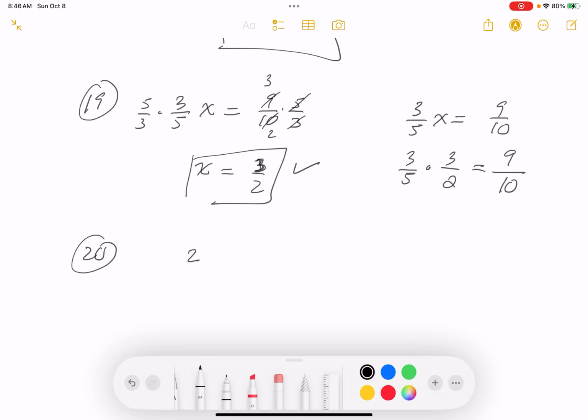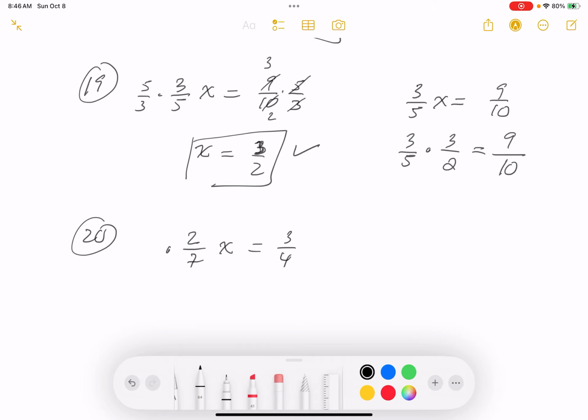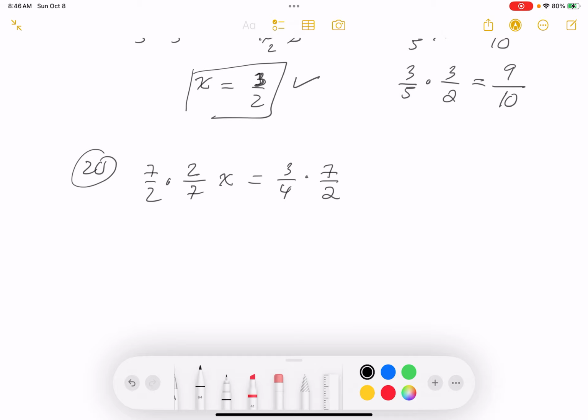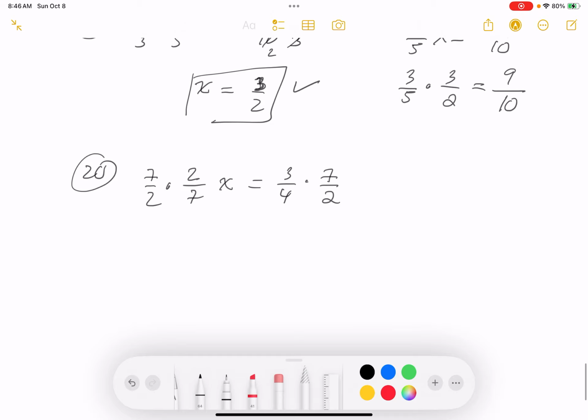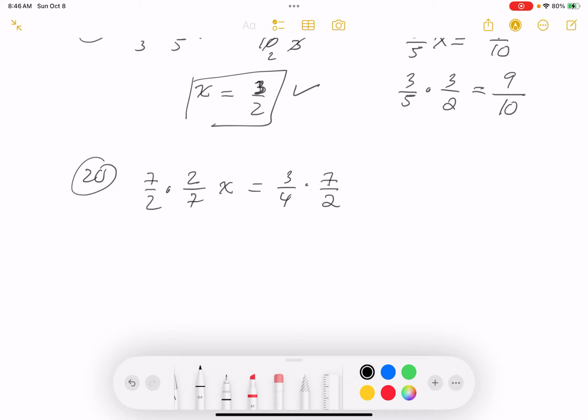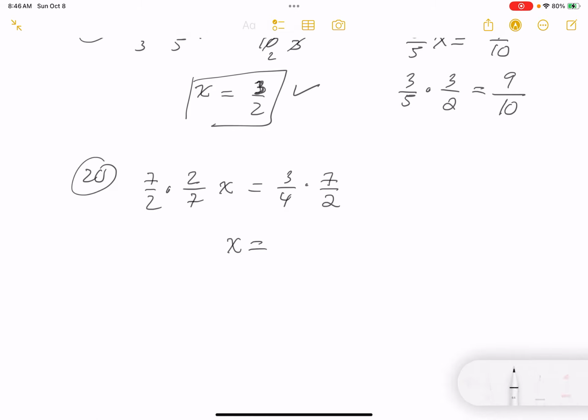And number 20 is 2/7 of an x is equal to 3/4. Again, my recommendation is to multiply both sides by the reciprocal of the coefficient on the x, which is 7 over 2. These are one-step operations, by the way. What do you get here? On the left side, the 2's cancel, the 7 cancels. You're left off with 1x. And then you're left off with, let's see, 21/8.